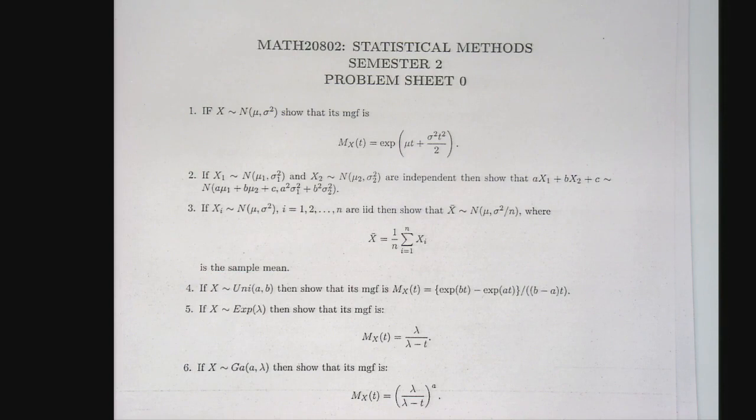Alright guys, so this question is similar to question 2. You need to follow exactly the same steps as I did in question 2. I'm going to start with the left hand side, which is x bar, the average of the x's. So I'm going to find the MGF of x bar, which is the expectation of e to the t x bar.